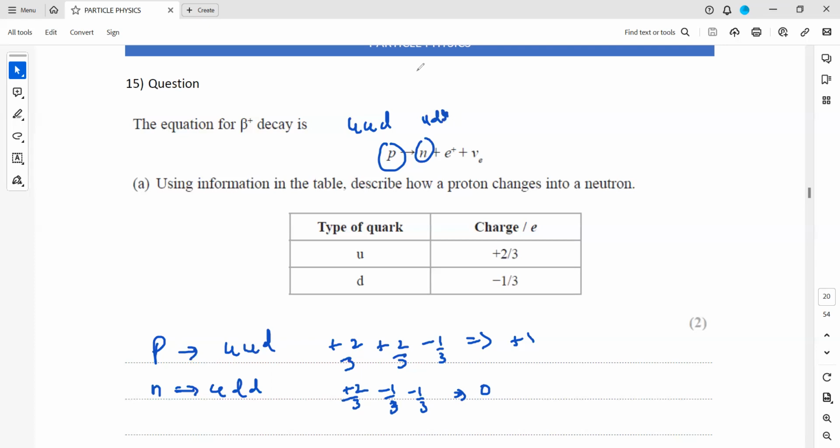So using the information, describe how the proton changes to a neutron. You just have to mention that the quark composition changes: a proton consists of up, up, and down, and the neutron is up, down, down. So as a result, what happened? One of the up quarks has converted into a down quark. The rest all remain the same. The only thing that happened is one of the up quarks turned into a down quark. As a result, the proton turns into a neutron.